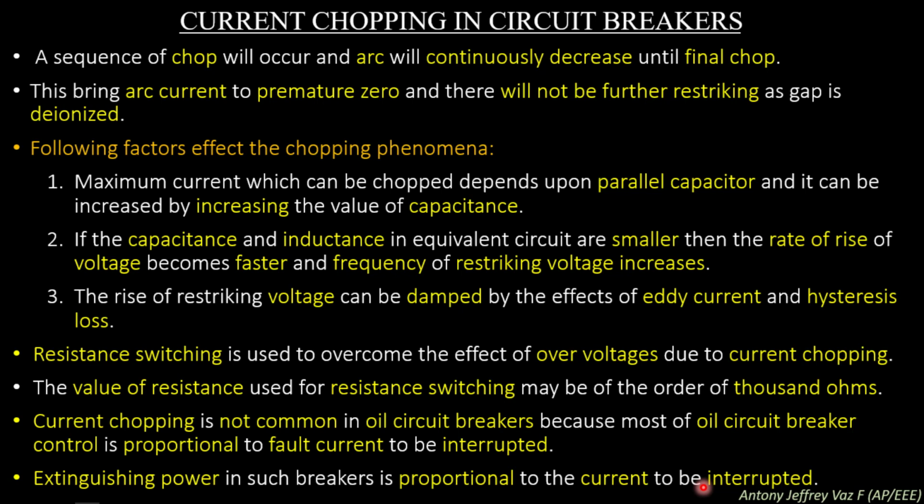So resistance switching is employed to minimize the current chopping effect. The current chopping effect is a dangerous situation which will make the circuit breaker age earlier than its lifetime. So resistance switching is employed in establishing a stable power system and to avoid the current chopping effect.